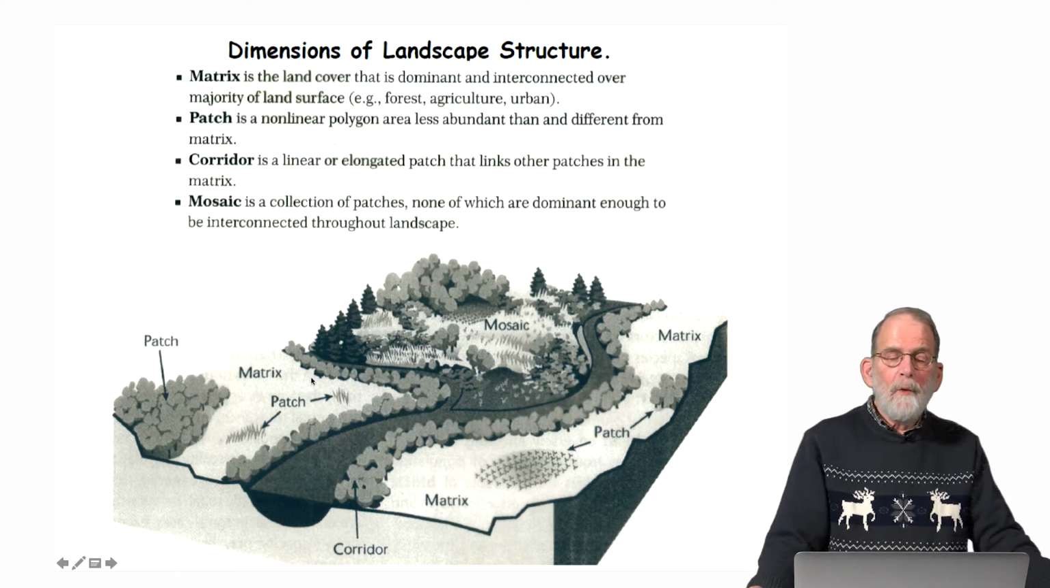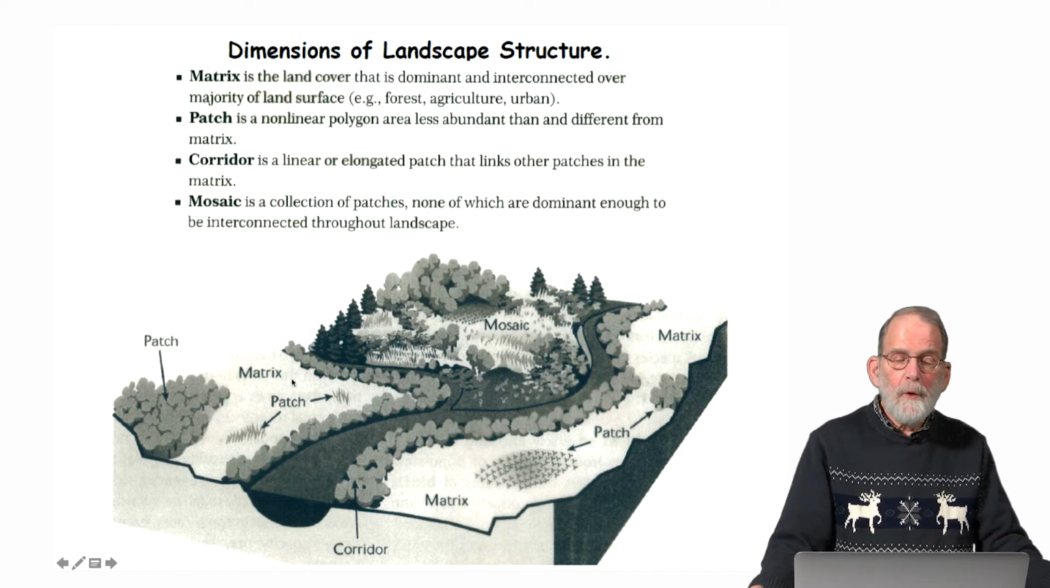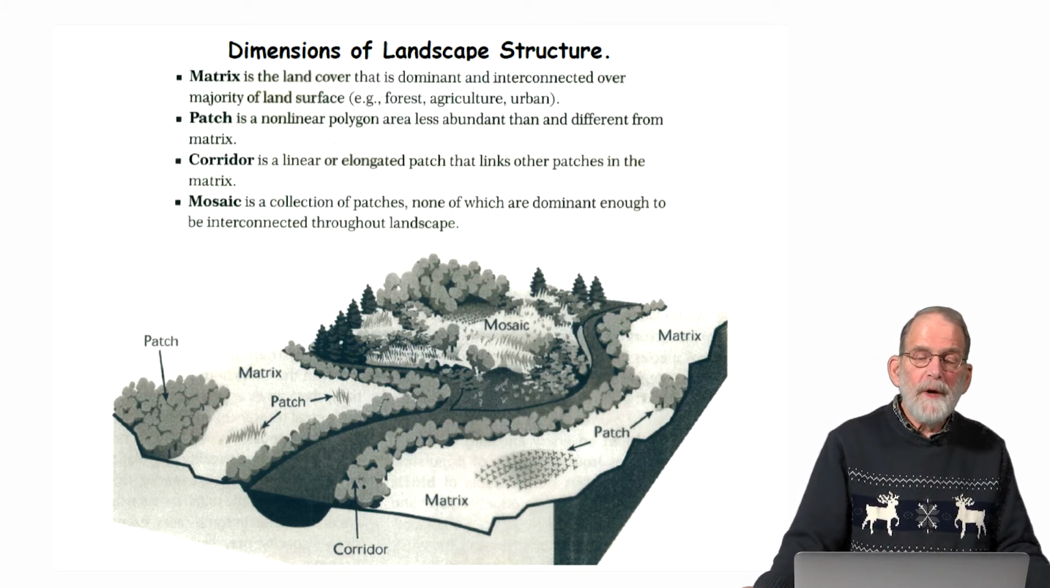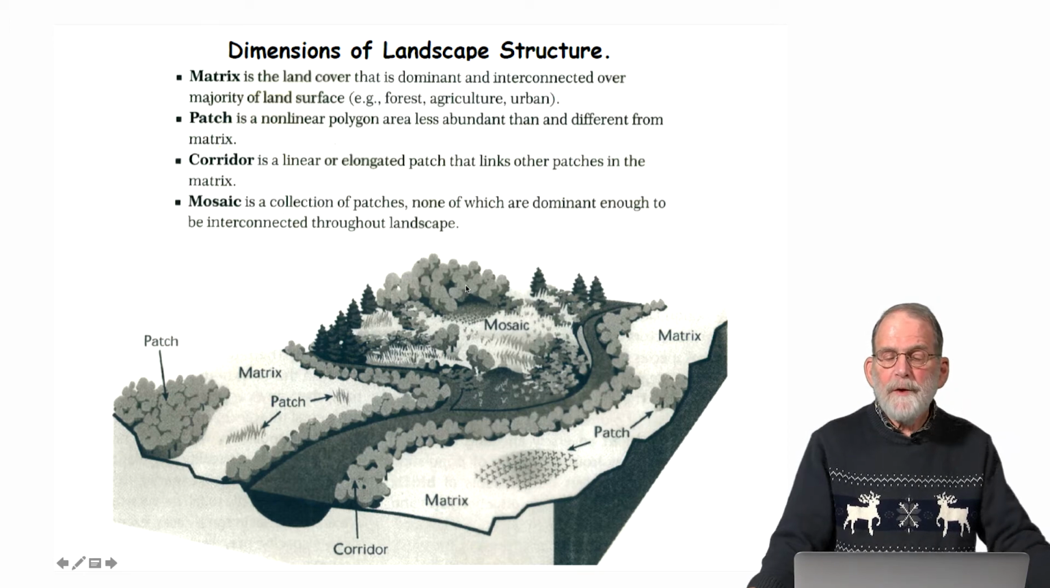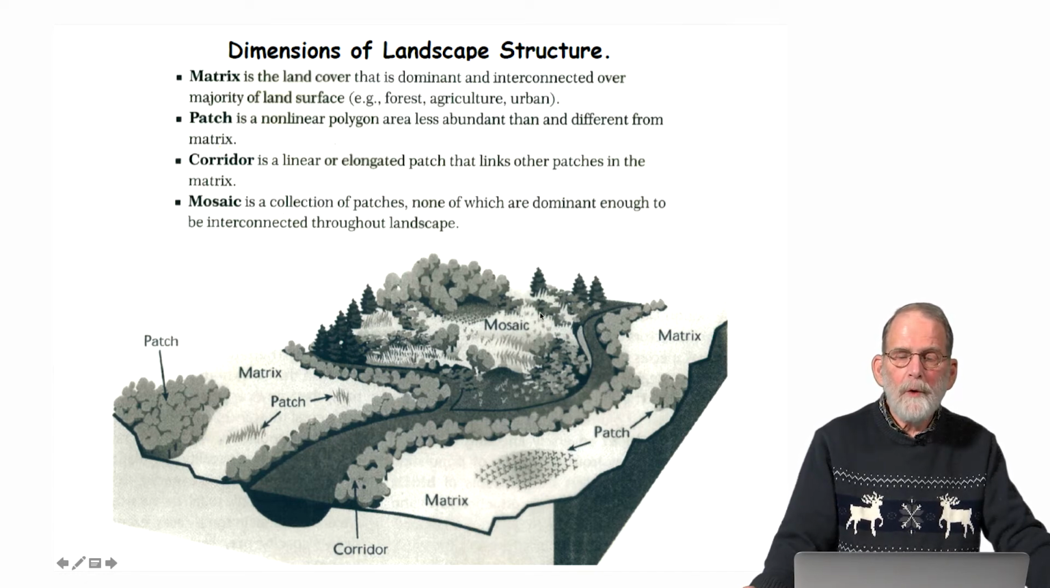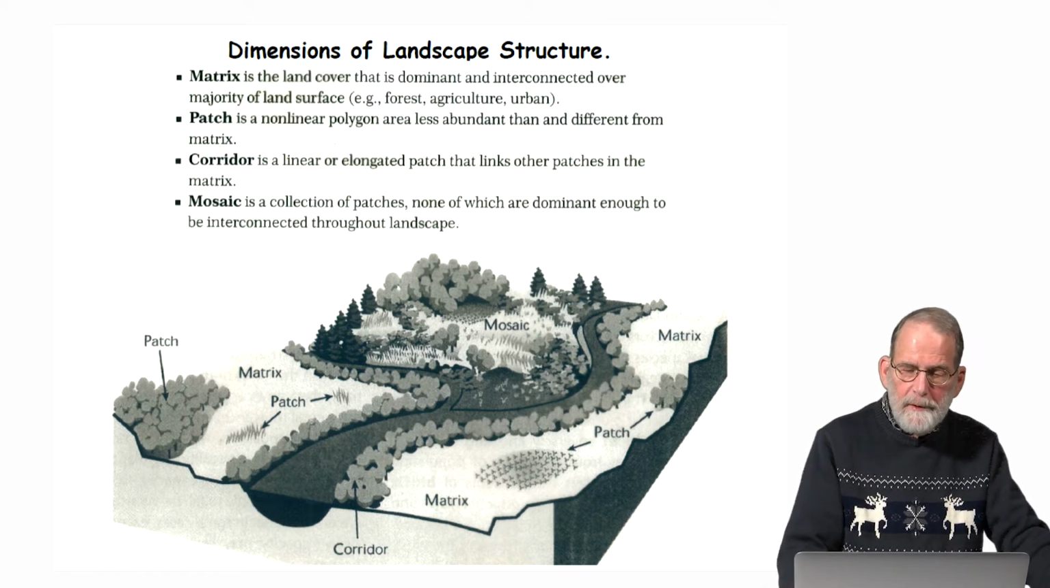Then, in areas where we don't have a dominant matrix with patches and corridors contained within the matrix, we often wind up with what's called a mosaic. A mosaic is a collection of patches, none of which is dominant enough to be interconnected throughout the landscape. So in the center portion at the top of this image, we can see a complex of communities that include deciduous forest, coniferous forest, agriculture, grasslands, wetlands, shrub cover. So as opposed to having distinct matrix and corridors and patches, we have a mosaic of diverse communities assembled collectively.